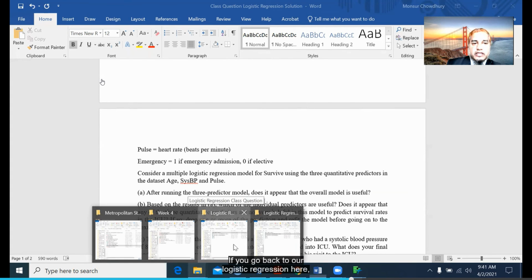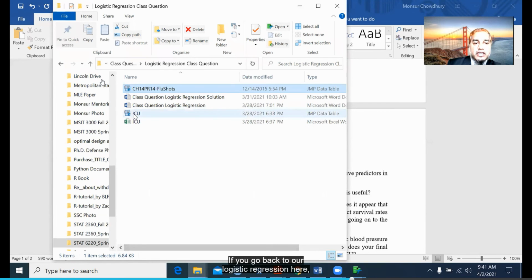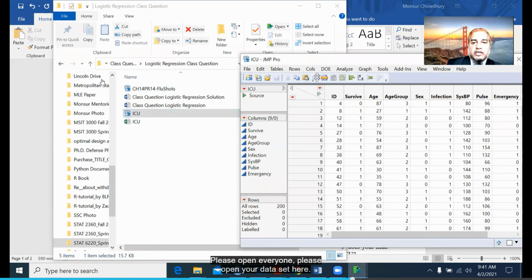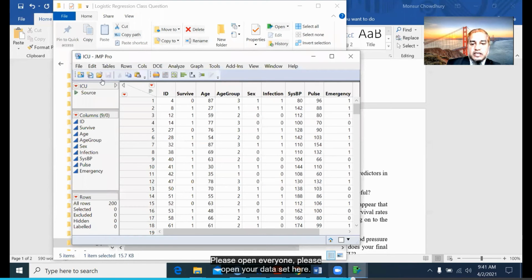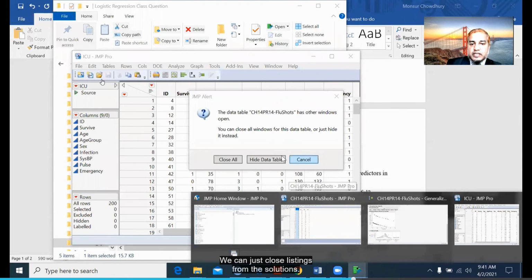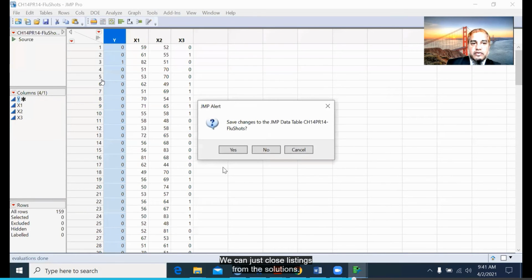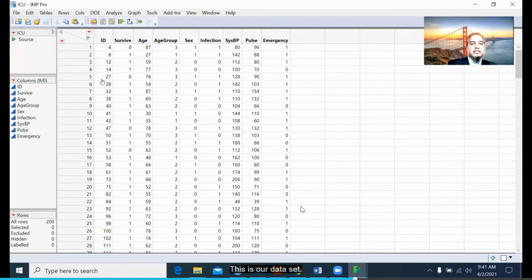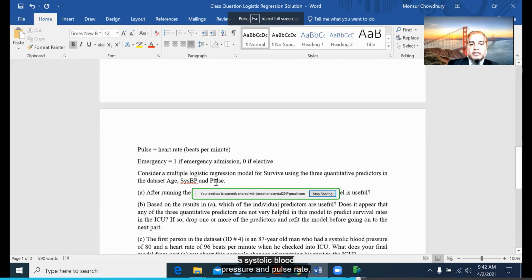If you go back to our logistic regression, here you can see ICU. So please, everyone, open your dataset here. Maybe I can just close all these things from the flowcharts. Okay, so this is our dataset. You can see that we are interested in the survival status. We'd like to know whether a person survives based on their age, systolic blood pressure, and the pulse rate. These are the three variables that we are considering here.